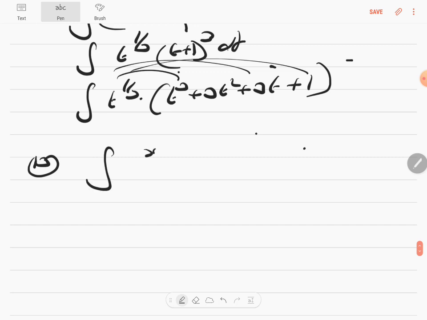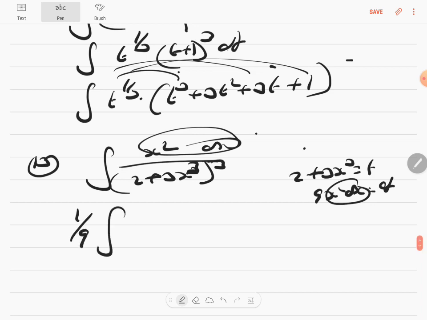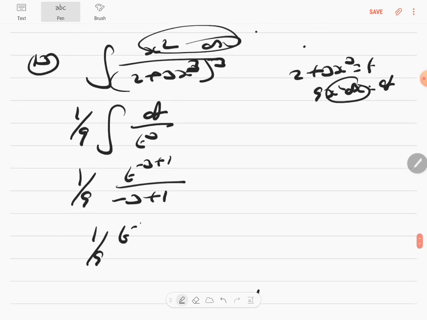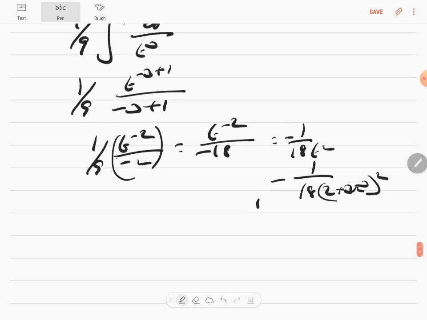The 13th question is x square by (2 plus 3x cube) the whole to the power 3. The moment you see quadratic and cubical, you assume 2 plus 3x cube as t. So 9x square into dx will become dt. You have an x square dx only, so it's dt by 9. So dt by t cube, which is 1 by 9 into t to the power minus 3 plus 1 by minus 3 plus 1. So 1 by 9 into t to the power minus 2 by minus 2, which will be t to the power minus 2 by minus 18, minus 1 by 18 t square, minus 1 by 18 into (2 plus 3x cube) the whole square, plus c.